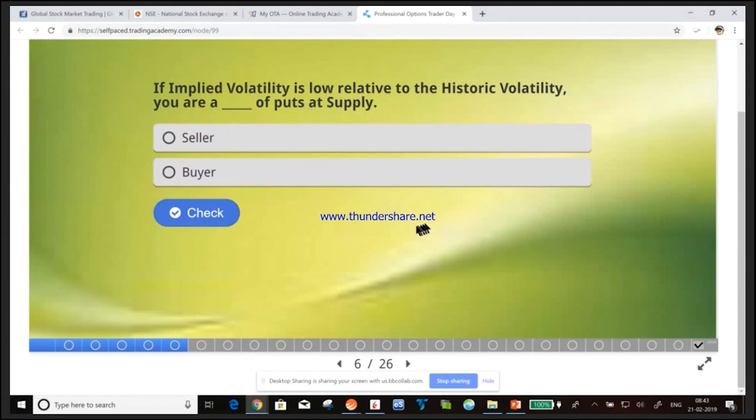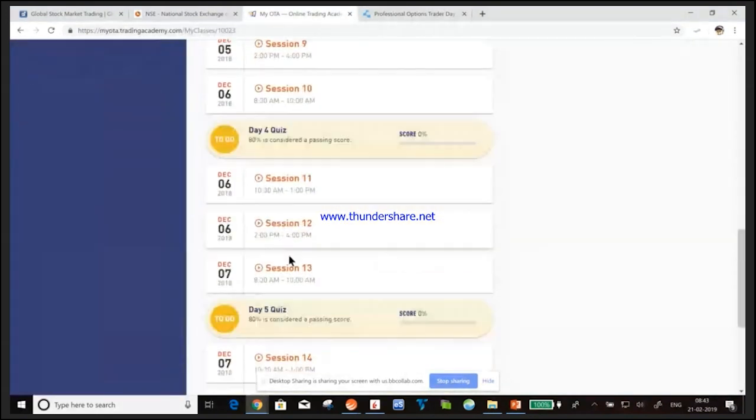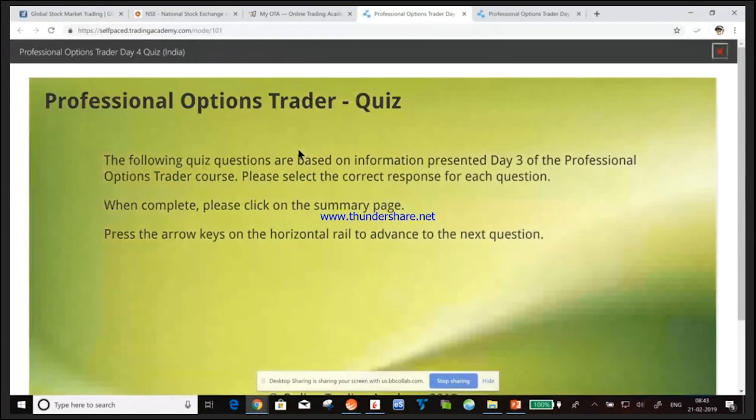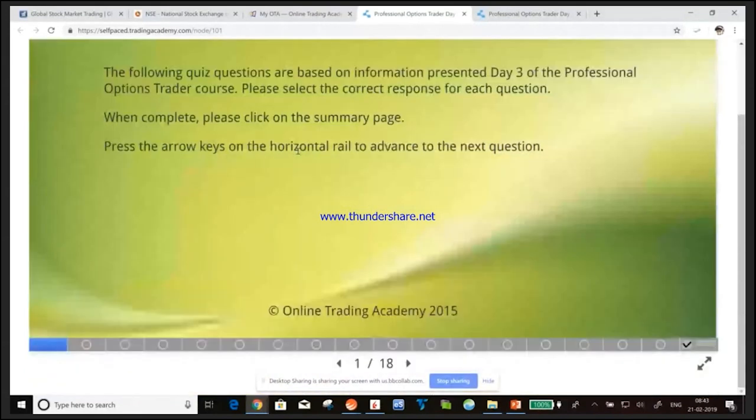This is quiz 3. Day 3 quiz, right? Or third quiz? Day 3 or day 4? If it is related to theta, it has to be day 3. Day 4. Correct, Pudupet. Buyer of puts means bearish.